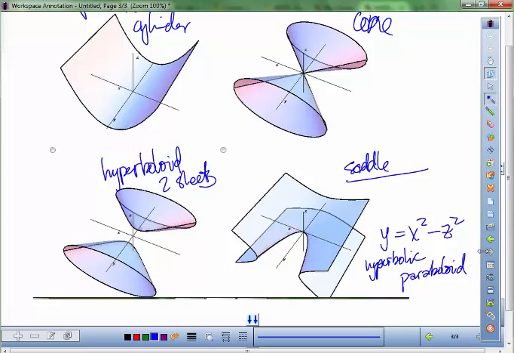So it's essentially a paraboloid, except it's not. It doesn't look like the dish paraboloid that we think of as a paraboloid. Okay, good.